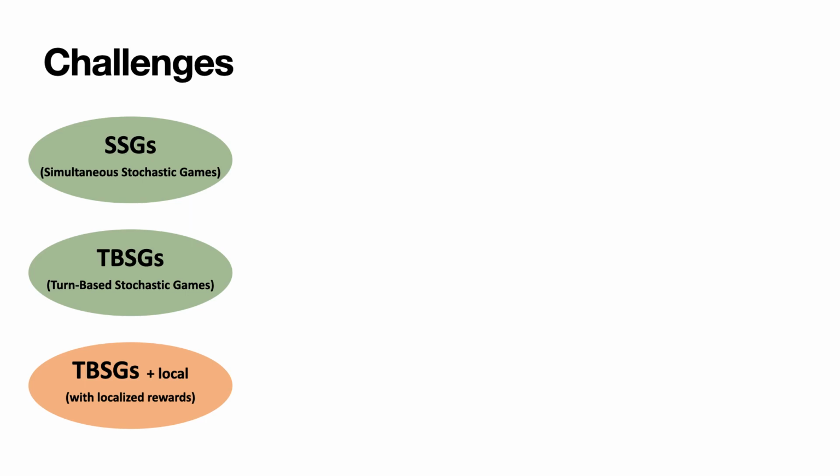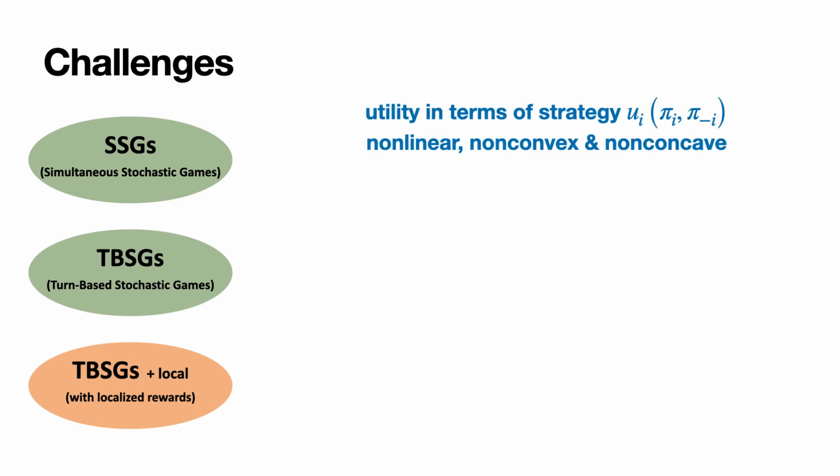First of all, before diving into our techniques and how we achieve all these results, I'd like to take a little detour on the common challenge for studying these classes of games. The common challenge is the utility function for player i, which we denote by u_i, as a function of the strategy of player i, pi_i, and the other players' strategy, pi_{-i}. This utility function is not necessarily linear, convex, or concave in the variables.